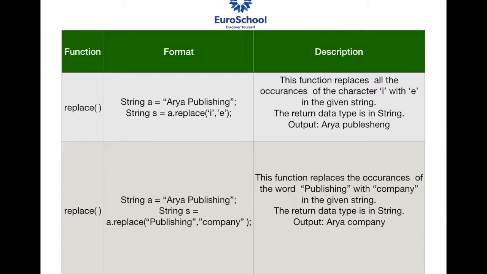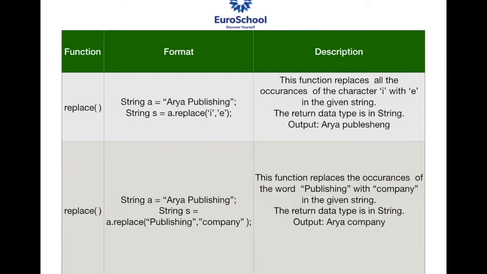It will start checking from the first letter itself: A, R, Y, A, blank space, P, U, B, L, I. It has found an I, so that will get changed to E. S, H, again there is an I, so that will again get changed to E, N, G. So basically this function replaces all occurrences of the character I with E in the given string. And where the character is not there, it will remain as it is. So the output has to be in the string data type.